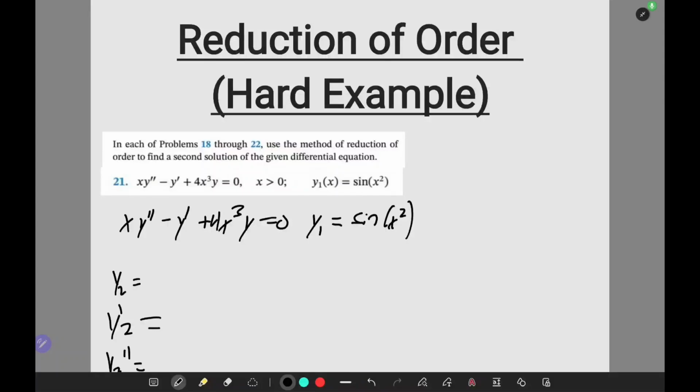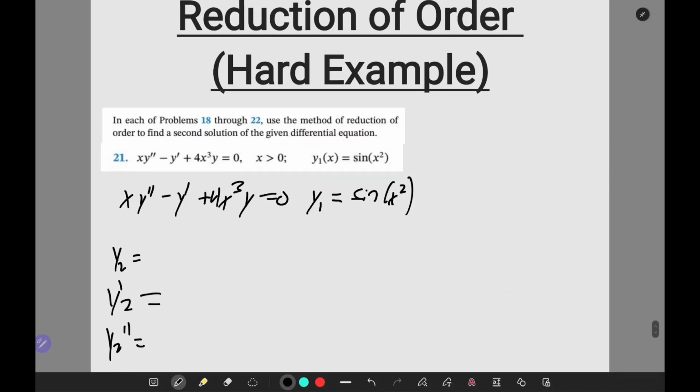Alright, so in this video, let's look at another example of reduction of order, but this time it's going to be a much harder problem. So, I rewrote the problem here.